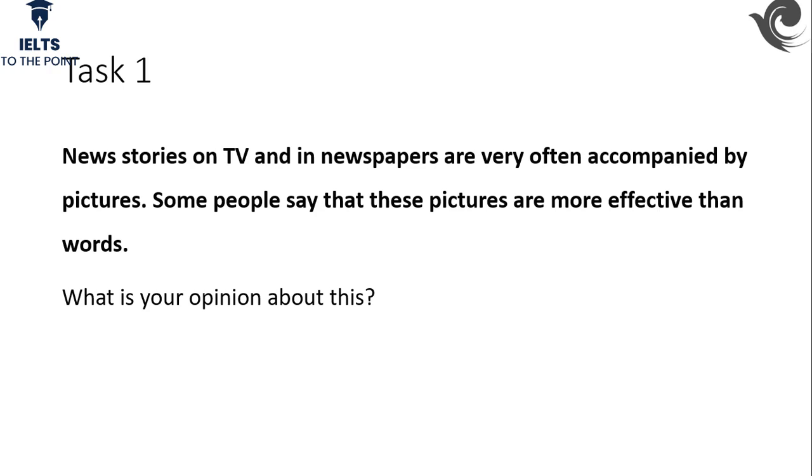News stories on TV and in newspapers are very often accompanied by pictures. Some people say that these pictures are more effective than words. What is your opinion about this? Guys, can you tell me what kind of essay task is this? Some of you have said opinion based essays, which is correct, but which opinion based? Can we take it as one opinion based, or two opinion based?